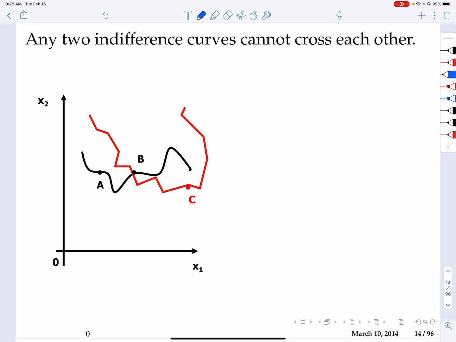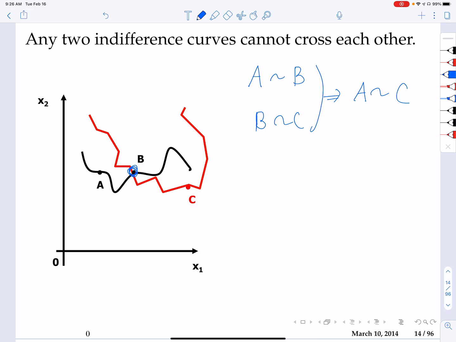Suppose there are two indifference curves that are crossing each other. If they cross, there will be a common point B. But if you have a common point B, then you're indifferent between A and B, and you're indifferent between B and C. But that will imply that you're indifferent between A and C. So that's a contradiction, right?